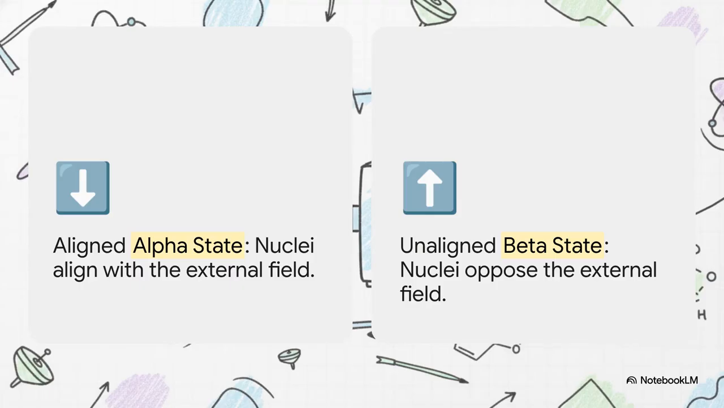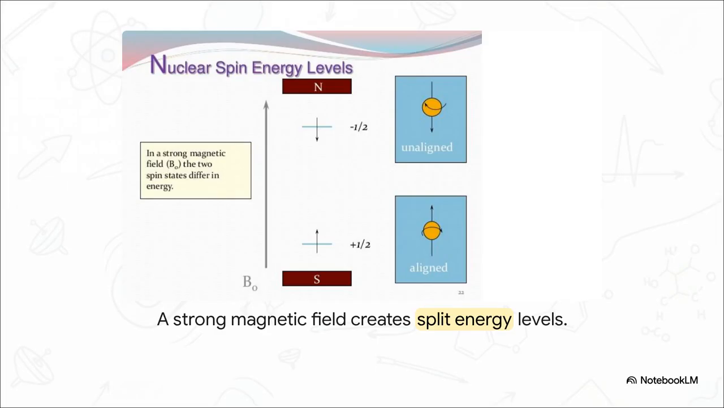But things change dramatically when we put our sample into the spectrometer. When we blast these tiny proton magnets with a massive external magnetic field, all that randomness just vanishes. They're forced to make a choice. They either align with the external field in what we call the alpha state, or they fight against it in the beta state. Check out how this external magnet, labeled B0 here, literally separates our protons into two different energy levels.